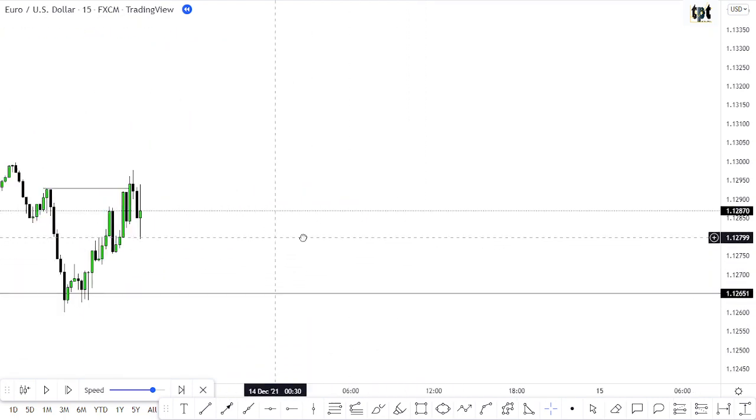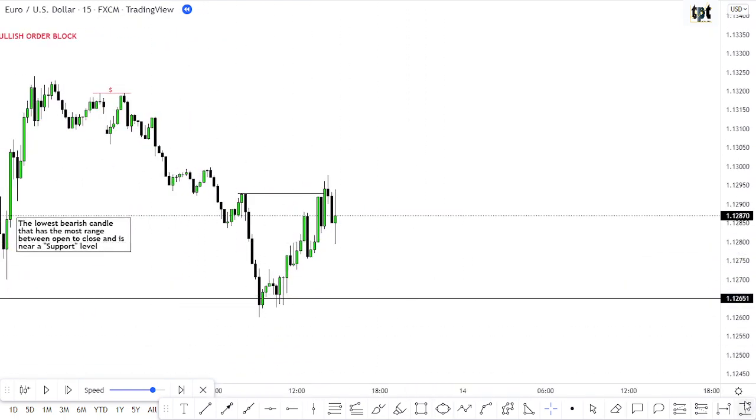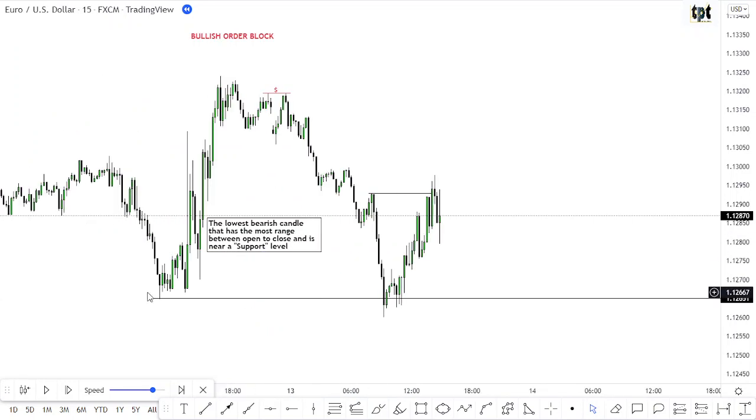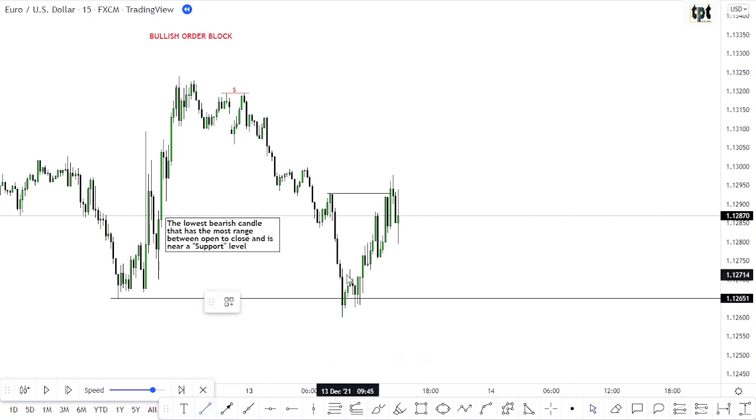This is our order block, this one. The lowest bearish candle, this one, that has the most range between open to close. The body is conspicuous and big enough, and is near a support level. This is our support level. So what do you do? You mark the whole of the order block, because you're anticipating price to trade into it.